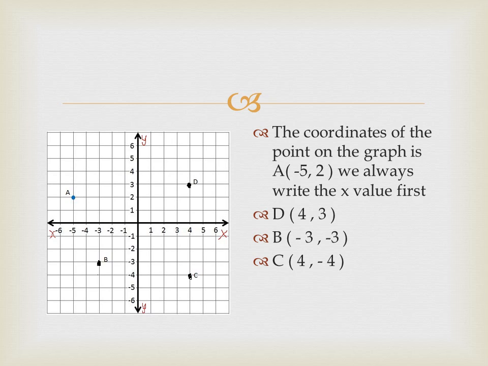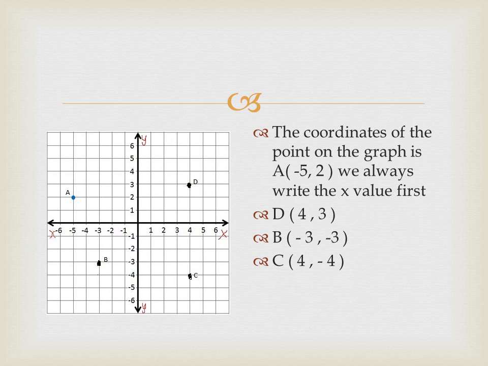Now let's look at point A. Please note, we always write the x value first. Point A, you can trace it to -5 for the x value, and then +2 for the y value. So we write the coordinates of the point A as -5 and +2.